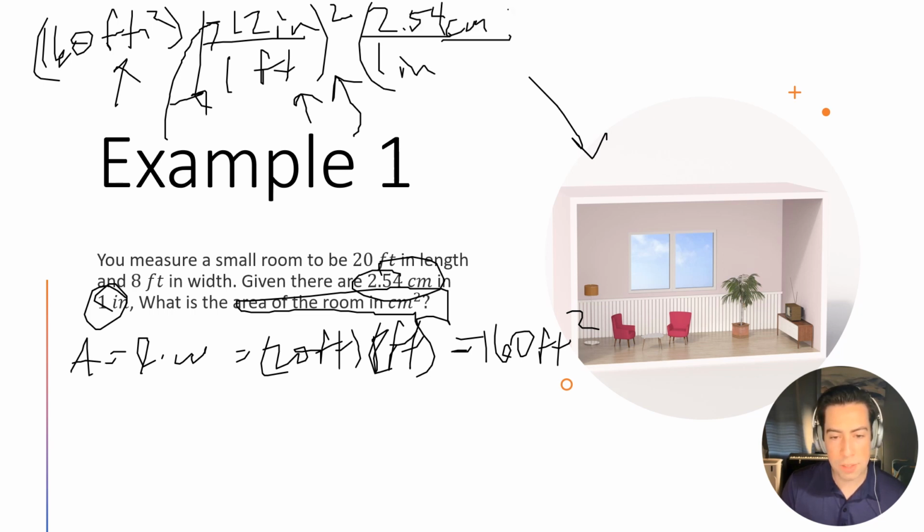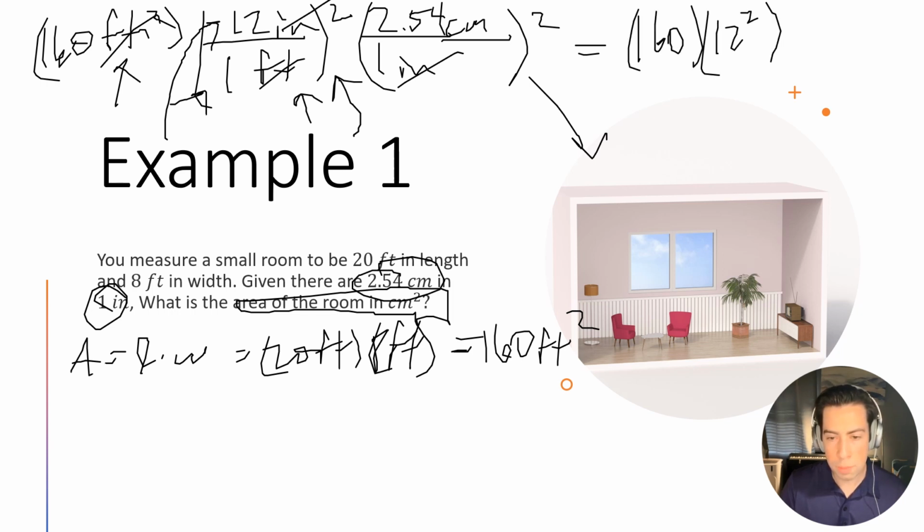And now, guys, we have to square this again because we want centimeters squared and we want our inches squared to cancel out. So our feet are going to cancel out, our inches are going to cancel out, and I'm going to be left with 160 multiplied by 12 squared, multiplied by 2.54 squared, with my final units of centimeters squared.